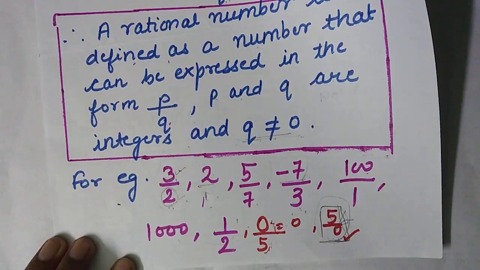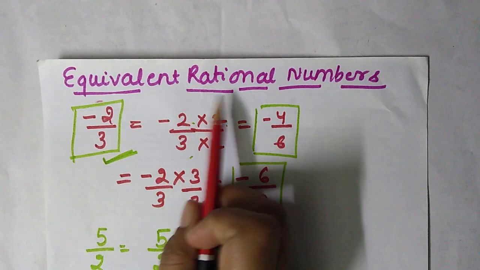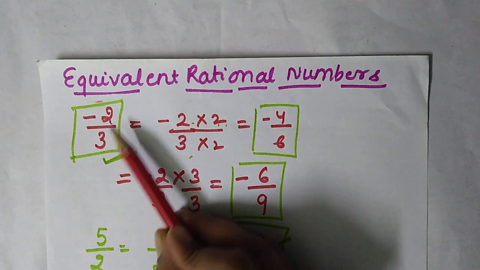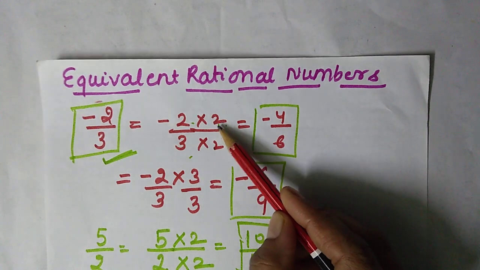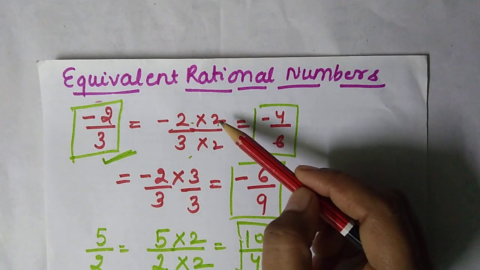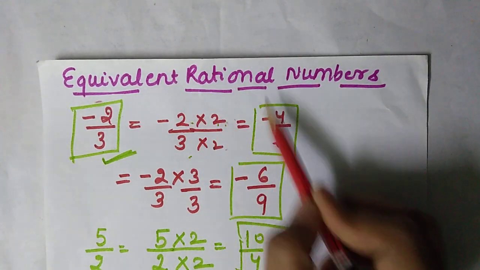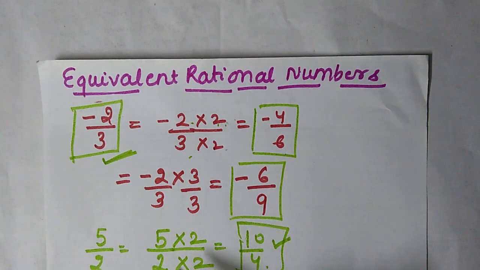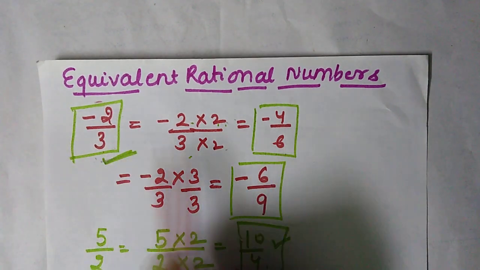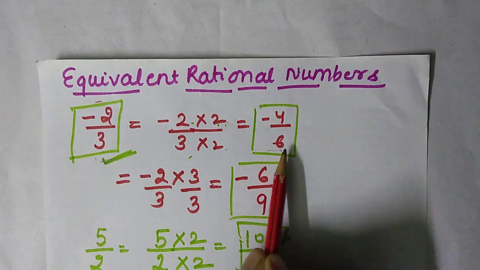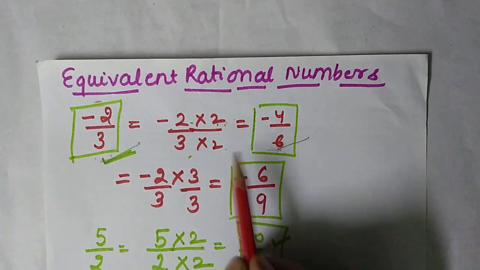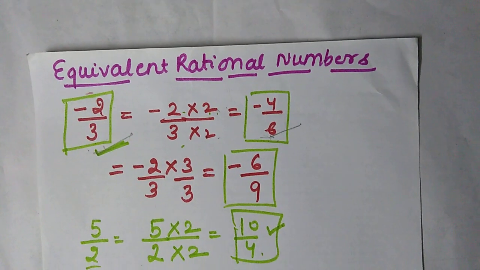After that, we have learned about equivalent rational numbers. When the numerator and denominator of a rational number are multiplied with the same non-zero integer, then we get the same rational number. So equivalent rational numbers have the same value, but they are written in a different way. These are known as equivalent rational numbers.